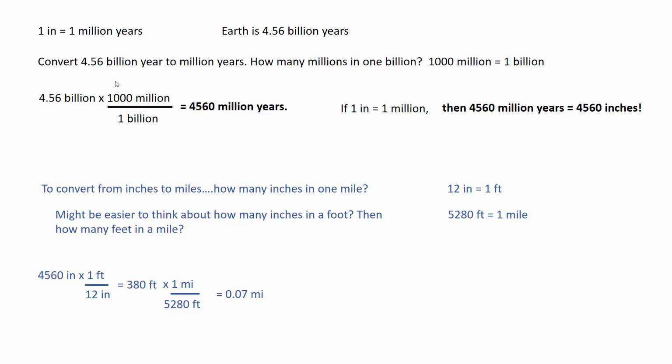So, in summary, if we wanted to make a piece of paper that represented all of Earth's history, so 4.56 billion years, and we're going to use the scale of 1 inch equals a million years, then that piece of paper is going to be 4,560 inches long. Or we could say it's going to be 380 feet long, or we could say it's going to be 0.07 miles. Now I'm not going to do the kilometer part here just yet. Let's see if you can practice that one. Again, you'll find what is the conversion from, or how many miles are there in 1 kilometer, or how many kilometers are there in 1 mile.